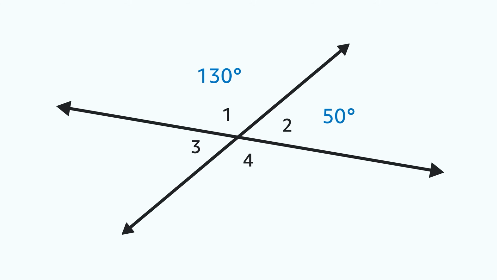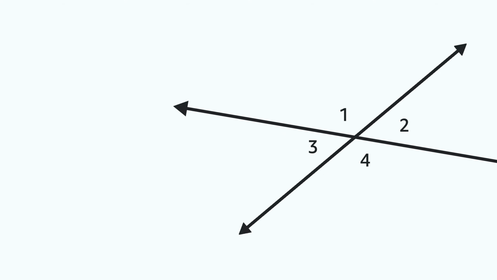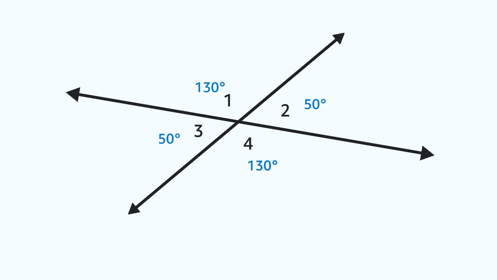The same works for angles 1 and 3. And then we can use what we know about angle 2 to pair it up with angle 4 to find that angle. When it's all said and done, it looks like this. Notice that the angles opposite one another have the same measure. These angles are called vertical angles, and they're always congruent, which is geometry speak for having the same measure.